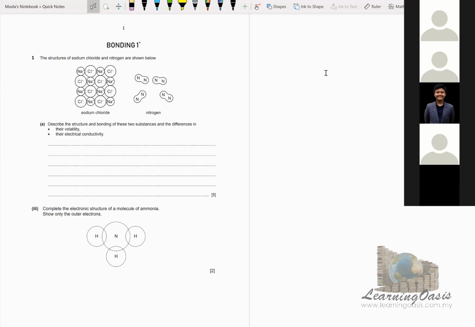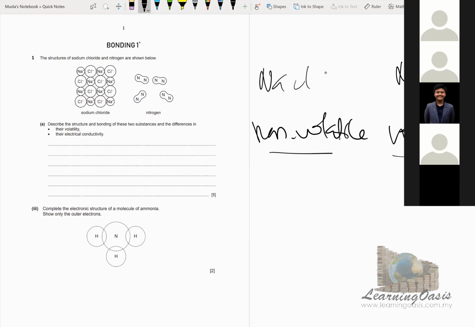Okay, now. In terms of volatility, you have sodium chloride and nitrogen. This is volatile, this is non-volatile. You have to mention that. Sodium chloride is non-volatile and nitrogen is volatile.